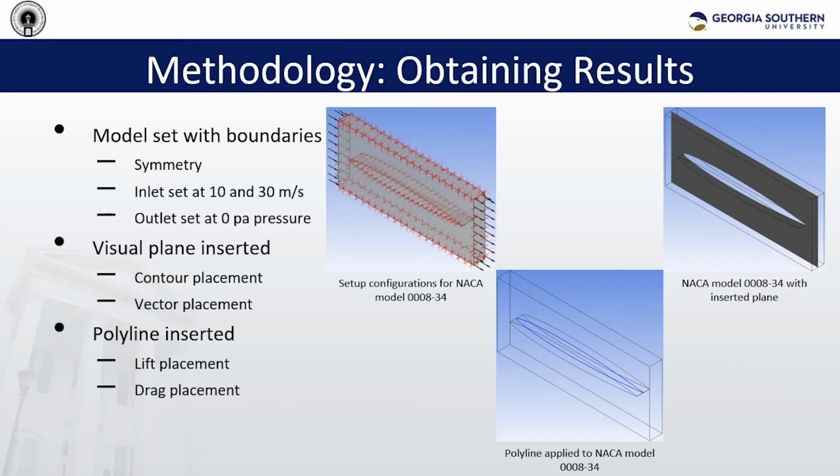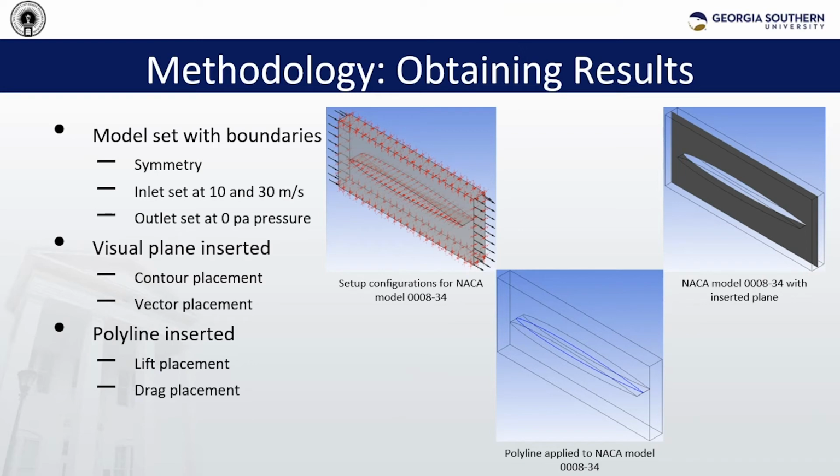Proceeding with the same model that was just displayed in the last slide, I applied boundary conditions to this model. As you can see on the far left in this figure, there are many arrows around it. Going in at the far left, we have our inlet, which was set at 10 and 30 meters per second for each airfoil design. And the outlet was 0 pascals to represent no pressures at the outlet to allow the wind to go through with no resistance.